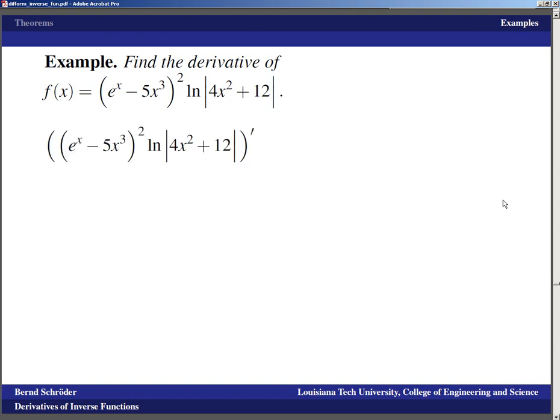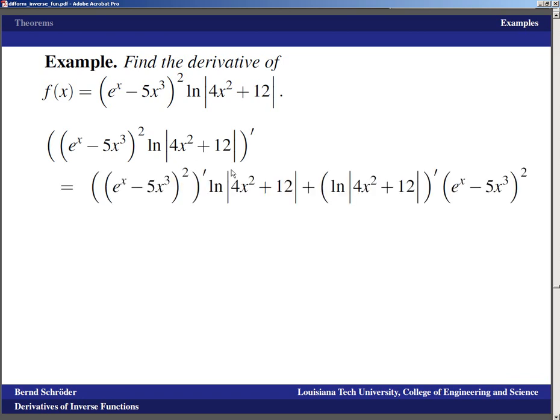So let's take a look at the derivative of (e to the x minus 5x cubed) quantity squared times ln of (4x squared plus 12). Well, I would want to be really careful here. That's the product, so we use the product rule. So it's derivative of the first times the second plus derivative of the second times the first.